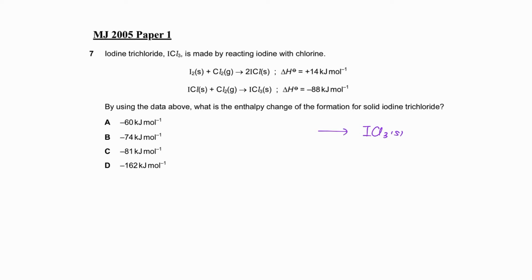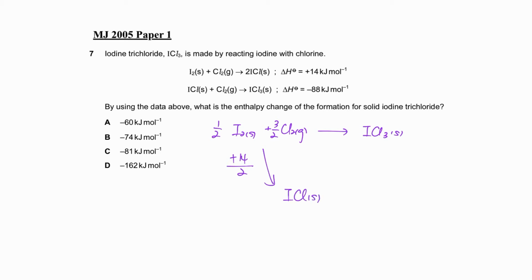So the elements to form iodine trichloride, we need I2 solid plus Cl2 gas. To form 1 mole of ICl3, we need half a mole of iodine solid and 3/2 moles of Cl2 gas. So we have I2 reacting with Cl2 to give 2 ICl. But we have only half a mole of iodine involved. So what we have here will be positive 14 divided by 2 to form 1 mole of ICl solid.